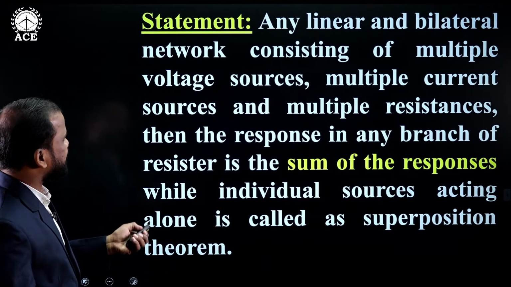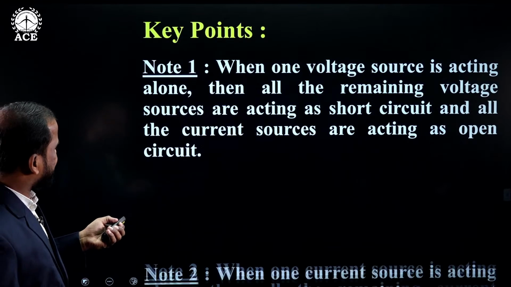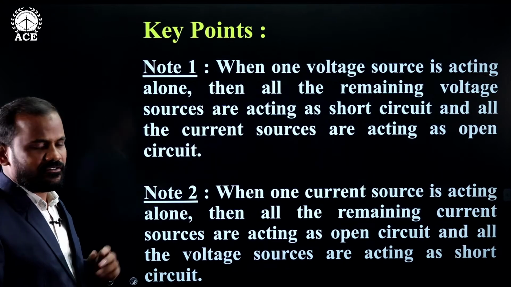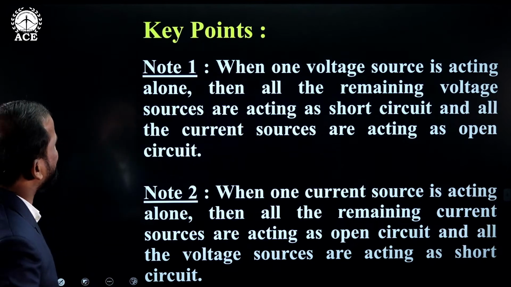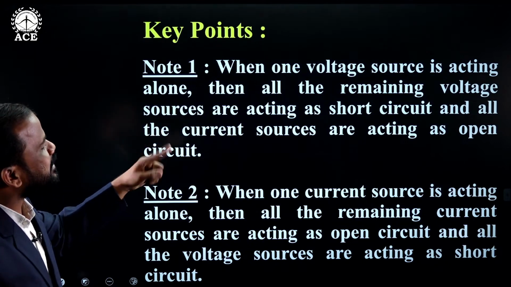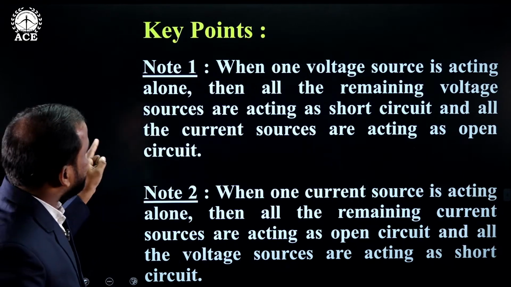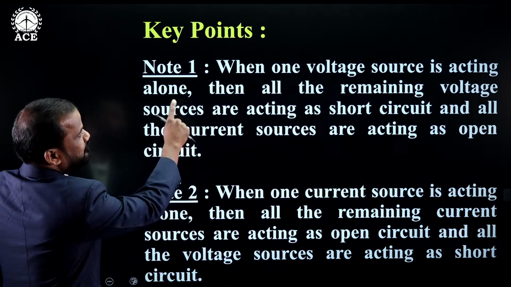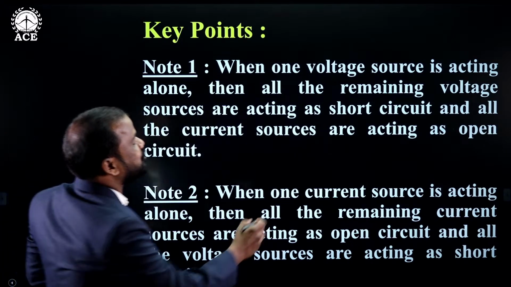Now I am going to apply this particular statement to the given network for finding the solutions. Whatever the theory we discussed, the same theory I am showing here. Just see here, these are the two important key points whenever we are analyzing any network using the superposition theorem. Just read note 1. When one voltage source is acting alone, then all the remaining voltage sources are acting as short circuits and the remaining current sources are acting as open circuits.